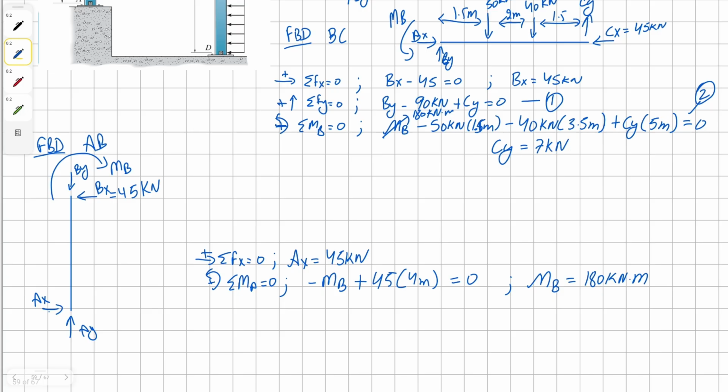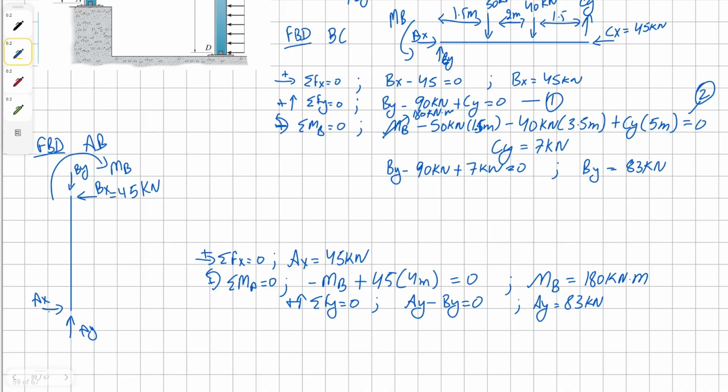Now we can use this value of Cy to find our solution for By by plugging the value of Cy into equation 1. So we're going to have By take away 90 kilonewton plus 7 kilonewton equals to 0. Solving for By, we'll have our solution as 83 kilonewton. And now, using the value of By, we can find our solution for Ay, which is going to be positive Ay, negative By equals to 0. And solving for Ay, we're going to have our solution as 83 kilonewton, positive, or you can say upwards.